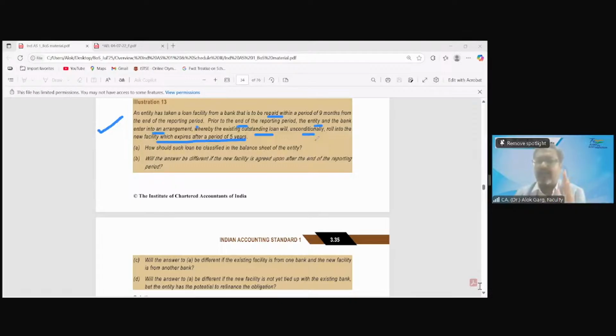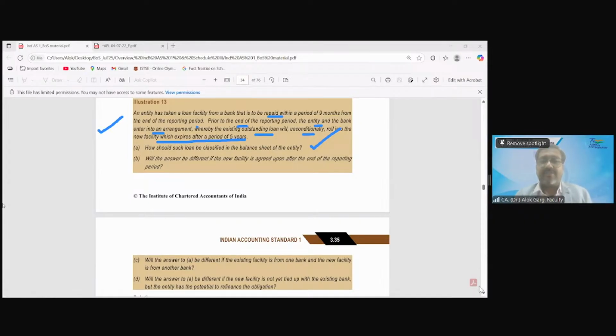So before reporting date, they have entered into an agreement and they told nothing doing. There is no need to make a payment after 9 months, right? This will automatically get converted into a new loan, which will be payable after a period of 5 years. How should such loan be classified in the balance sheet of entity? Please tell me. Non-current liability.